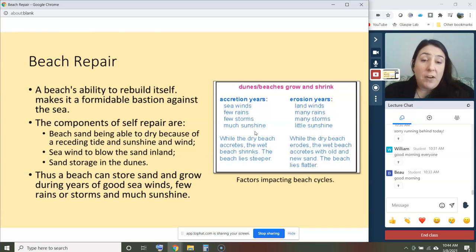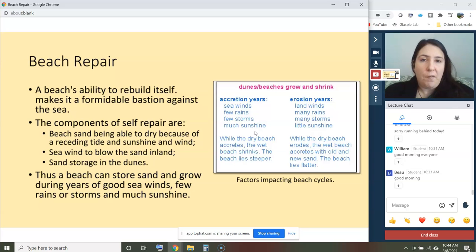Beaches are actually pretty resilient. They are able to rebuild themselves and take quite a hit from even some pretty powerful storms and then work their way back into a beach form again. And so in this case, they can provide protection from the sea for more landward areas.